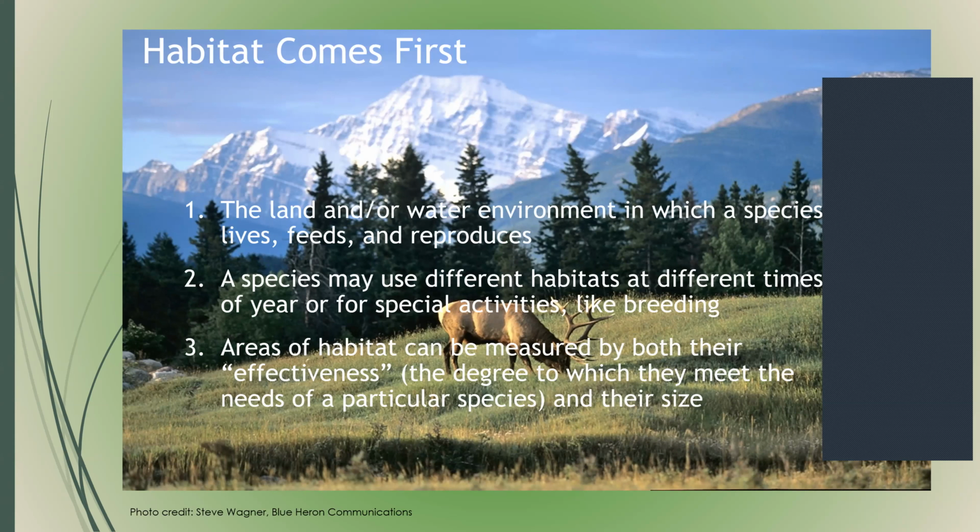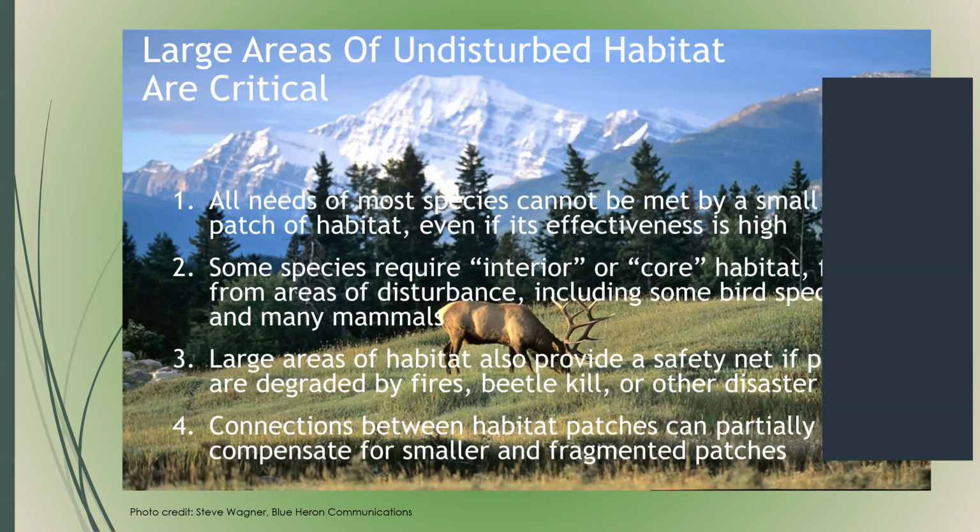But we also need to consider that a single species may require multiple habitat types in order to meet all of their needs. And even in their preferred habitat type, species may find that all habitat is not created equal. Some areas may be more effective in meeting the needs of the species, and sometimes just the size of the piece of habitat can be important. In particular, large areas of undisturbed habitat are critical for most species, and certainly for elk.